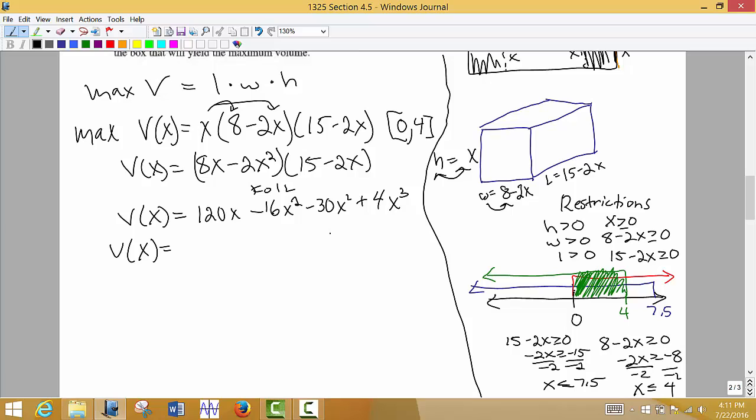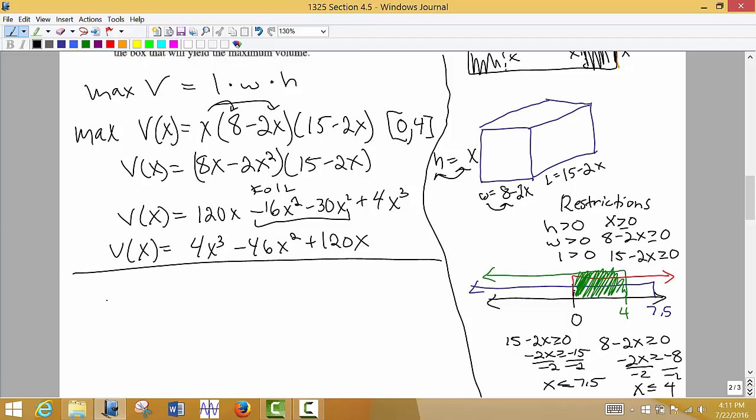And I'm going to rearrange to put from largest exponent to smallest. So I'm going to write this as 4x cubed minus 46x squared, combining these two, and then lastly a positive 120x. Now this is going to be a whole lot easier to take the derivative of because I can just use the power rule. I don't have to worry about the product rule or doing anything too crazy. So the first one, 4x cubed, I get 12x squared for the derivative, just using that power rule. 2 times 46, I get negative 92x. And then, of course, for the last term, I get 120.